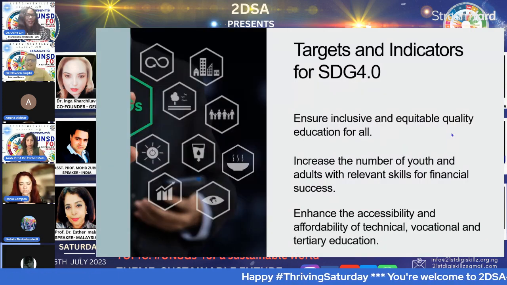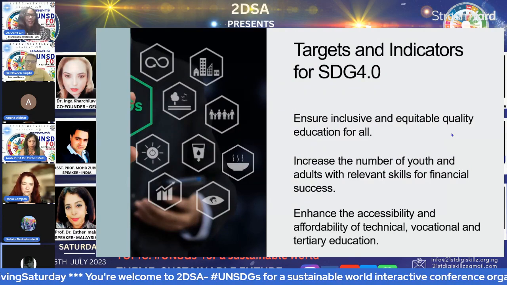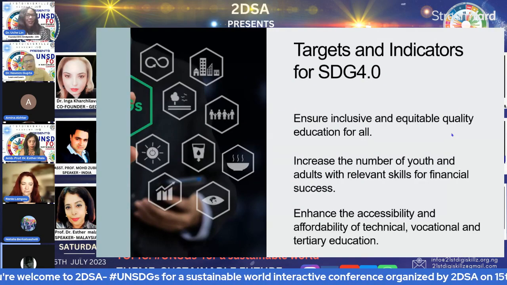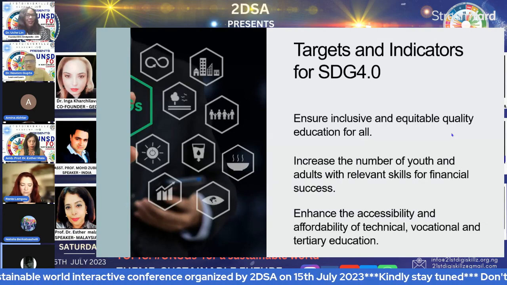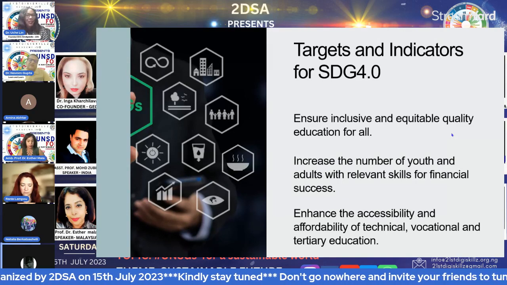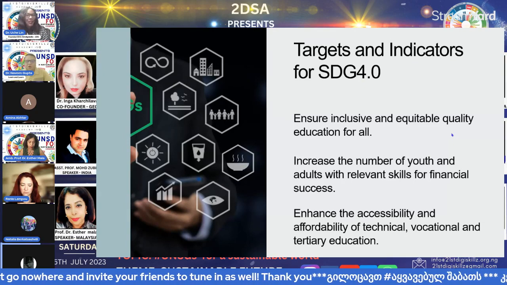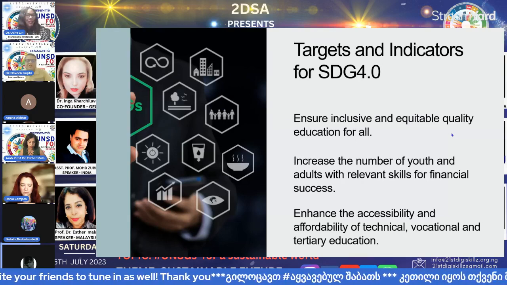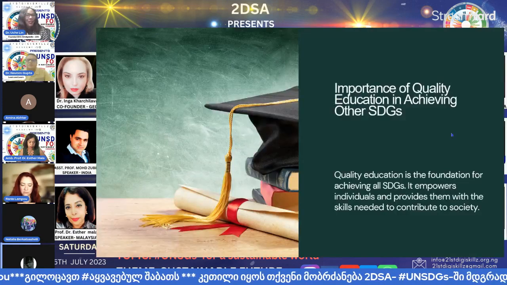Now, these are the targets: ensure inclusive and equitable quality, increase the number of youth and adults with relevant skills for financial success. So people should get more, and by educating them, we should get them more financial success. Enhance the accessibility of technical and vocational tertiary education. Vocational means skill education. They should be able to survive in this kind of environment, with cut-throat competition. They should get some skill subjects, some skill knowledge wherein they can work on this.